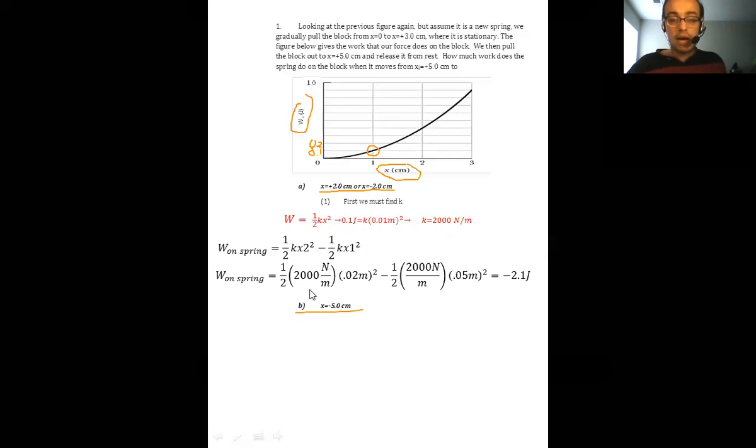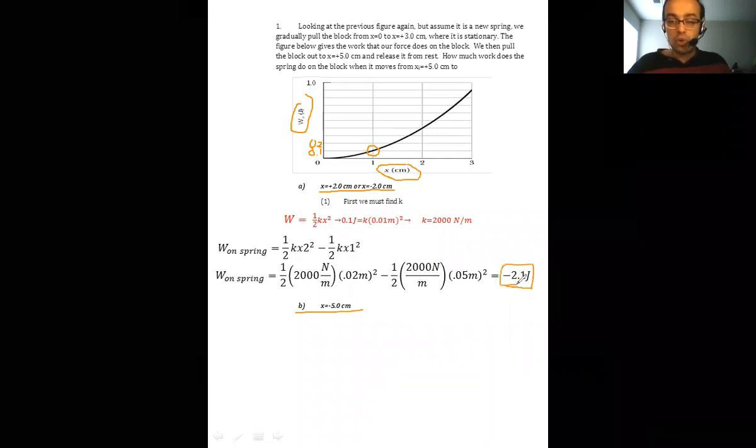And we go ahead and make our substitutions. It's asking us in this case for the displacement either to plus 2.0 centimeters or minus 2.0 centimeters. It doesn't actually matter if we plug in positive 2 or negative 2 centimeters here because it's squared in either case, and that's going to get rid of the negative term. So we go ahead and plug in, and we find that the work that is done on the spring in this case is negative 2.1 joules.